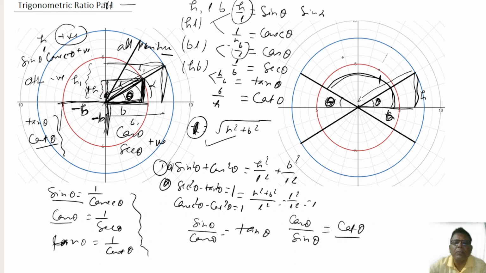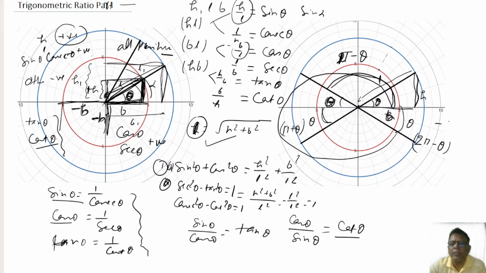So this is pi minus theta, and this angle is again theta. So this will be pi plus theta. Why? Because this angle is theta, and from here to here is pi, so pi plus theta. And this angle is 2 pi minus theta, or minus theta.